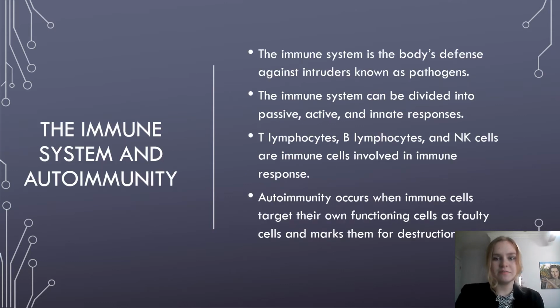Diabetes is a disease of the immune system, which is the body's first defense against intruders known as pathogens. The immune system can be divided into the passive, active, and innate responses. Within these responses, you're going to have cells known as lymphocytes that officiate immune response. However, when the immune system does not work as planned, the immune cells target the body's own functioning cells as faulty cells and mark them for destruction.